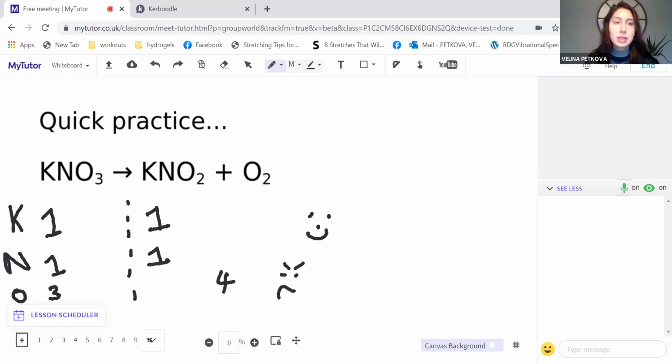Okay, so let's think about where should we start? So we need to somehow balance our oxygens. However, it's a bit tricky. So let's start by adding a 2 in front of this. Now, how many oxygens does that give us? How many oxygens do we have now on the left side? Yeah, brilliant. We've now got 6. Okay, so we still haven't balanced it.